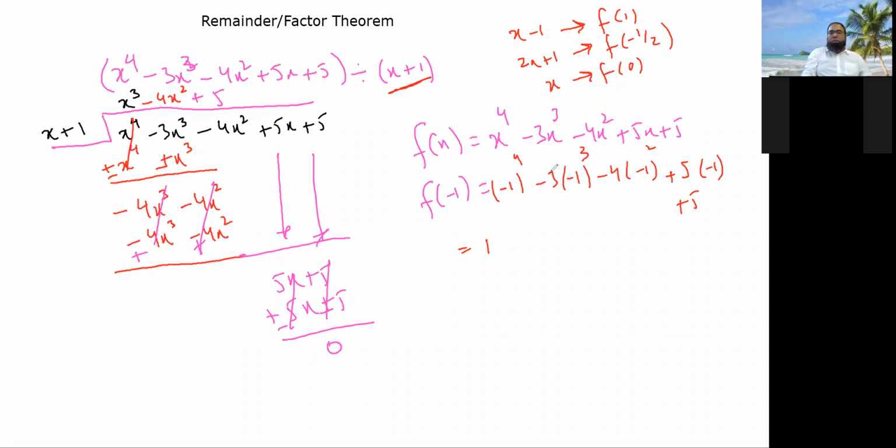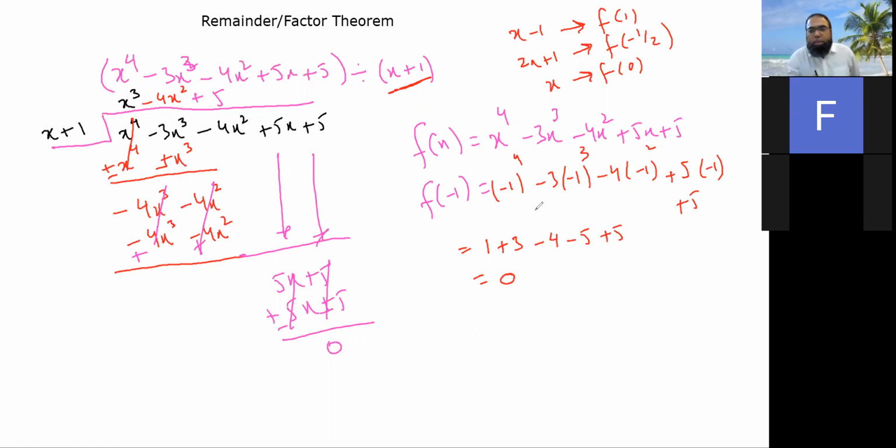This is 1. Minus 3 into minus 1 is plus 3. And minus 4 into 1 is minus 4. 5 into minus 1 is minus 5, and plus 5. So what is the sum of all these numbers, guys? We see that this is all equal to 0.